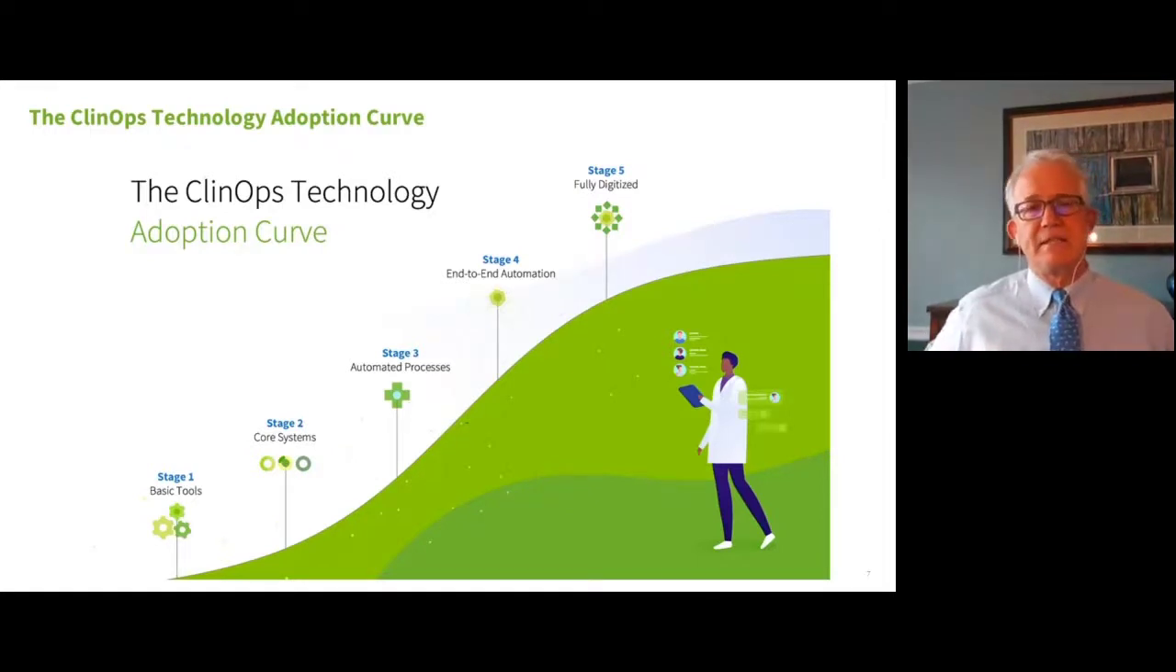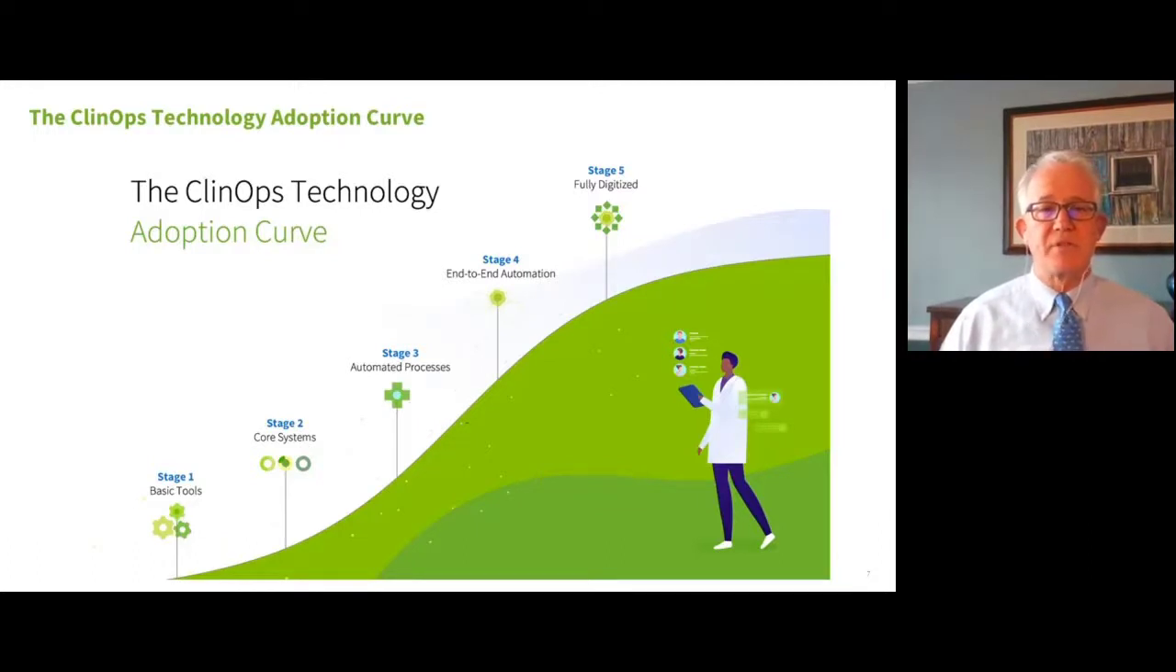So here it is. This is the ClinOps technology adoption curve at its simplest. And you're going to see it's a 5-stage model that we climb up, we evolve up over time. And this is my thesis. I've tested it with some real world organizations, and I want to test it with a lot more, maybe yours, if you'll let me. And here are the stages. I'm going to go through them one by one.